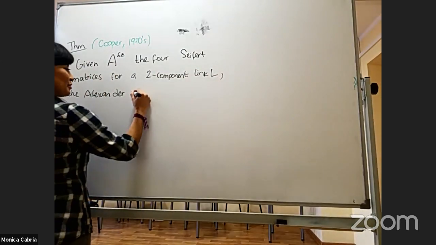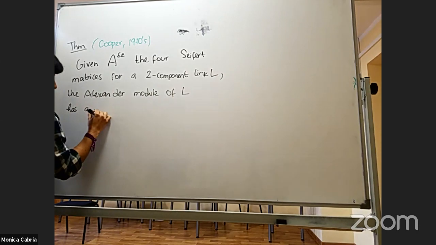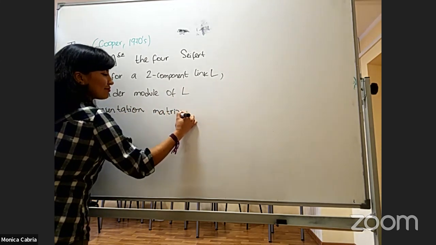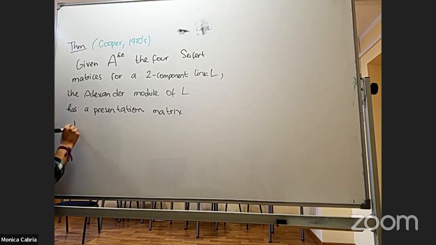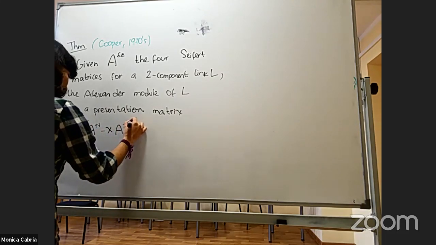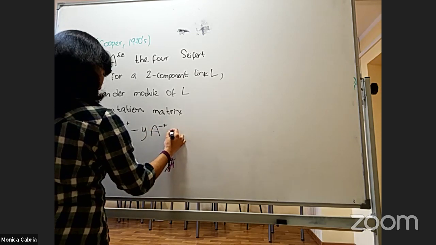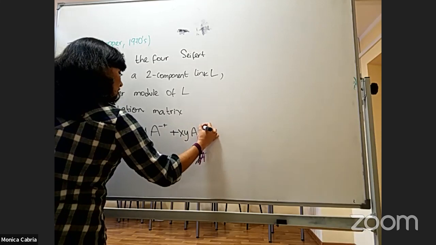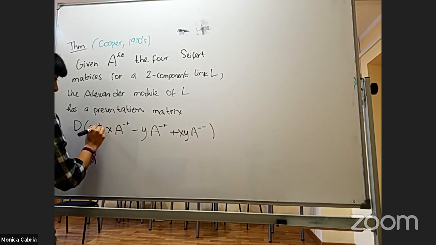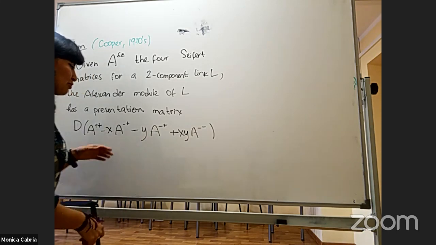The Alexander module of L has a presentation matrix of this form: A plus plus minus X plus XY minus minus. I guess I can write it a little better with these properties of the transpose, but I think this is good enough for now, because I don't want to introduce more and more notation.